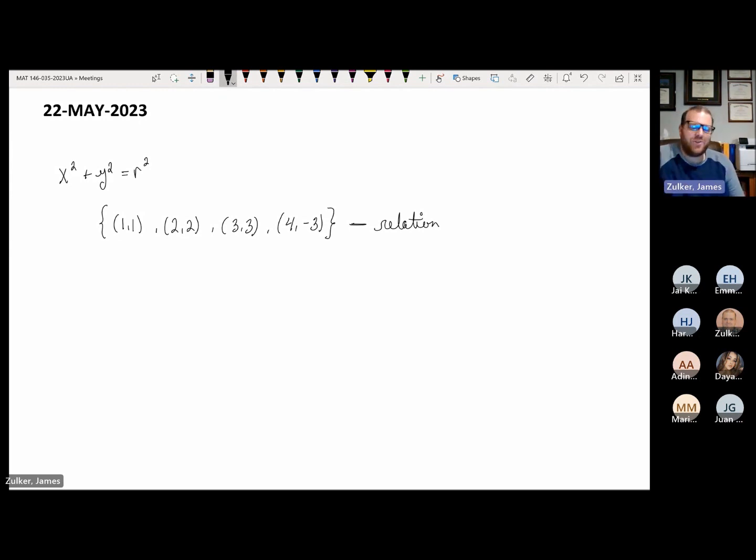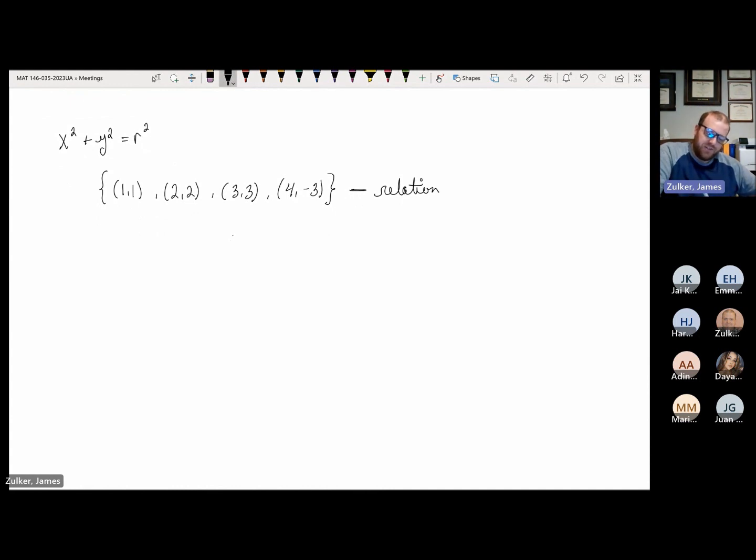A function is a special type of relation. It is a relation in which each x value goes to only one y value. This happens to be a function as well. We also have what's known as the vertical line test for functions. So if you're given the graph of a function, or I'm sorry, not function, if you're given the graph of a relation, I'm going to start with a simple one.